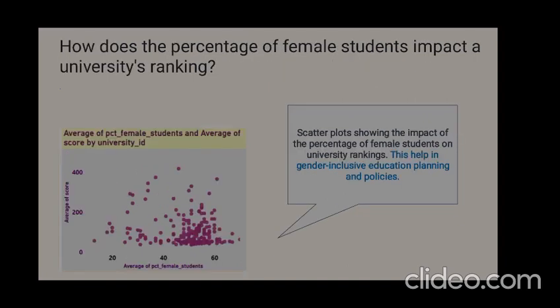How does the percentage of female students impact a university ranking? Here also I use a scatter plot. Scatter plot showing the impact of percentage of female students on university ranking. This helps in gender inclusive education planning and policies.